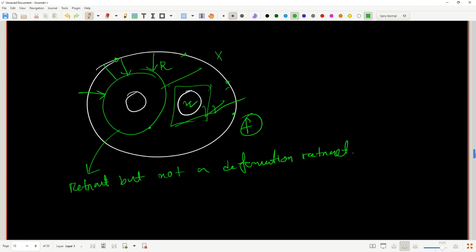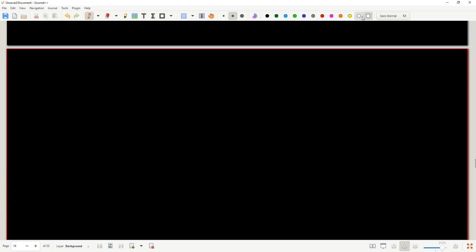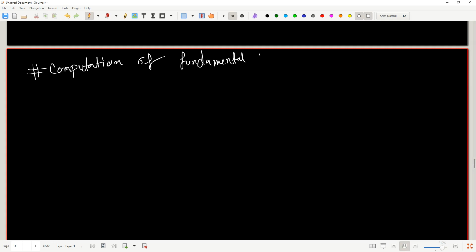groups, and we will do so with some intuitive ideas, because computing them formally is a very difficult task, and it will require some advanced machinery of group theory as well. So maybe we'll discuss that later, but for now let us look at some examples that are pretty simple. So we start the section, let's say, computation of fundamental groups.